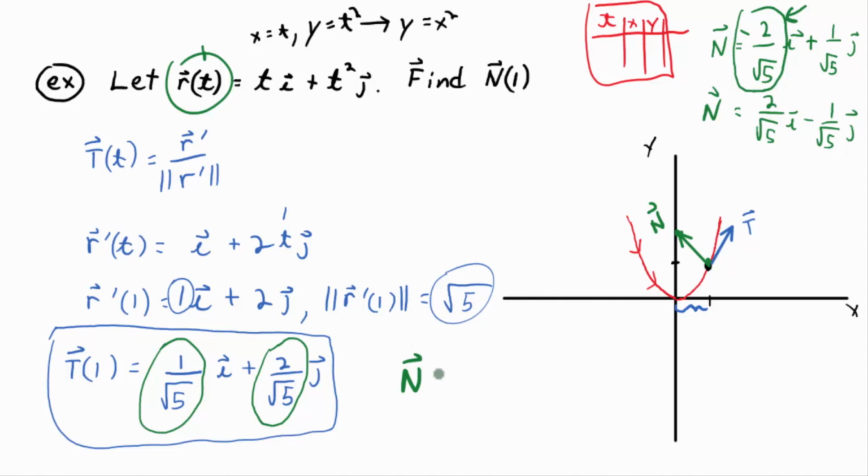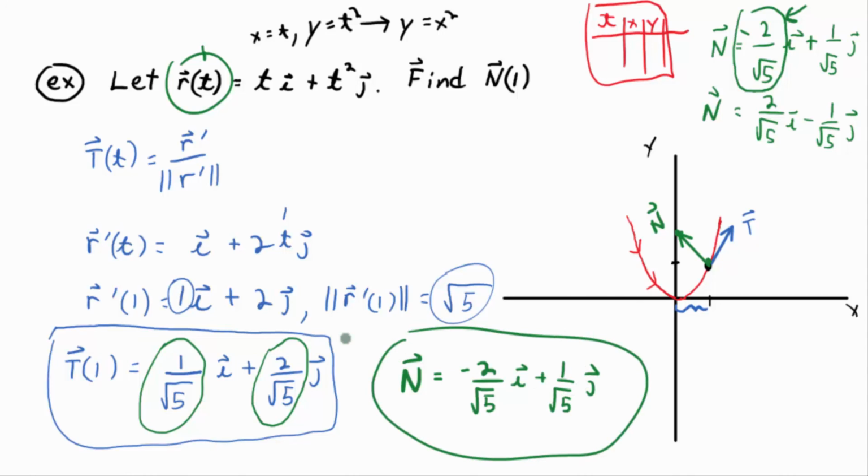So N is equal to negative 2 root 5 i, oh gosh. We'll get that in editing. Negative 2 root 5 i plus 1 root 5 j. Gotta be. And believe me, in most cases, what we did right there is way easier than finding N using the formulas.